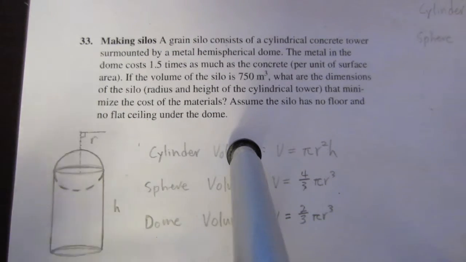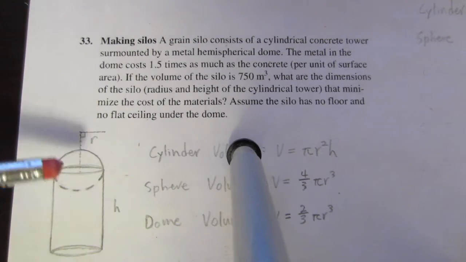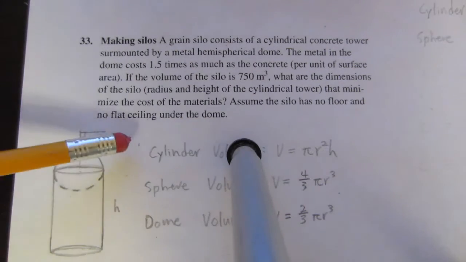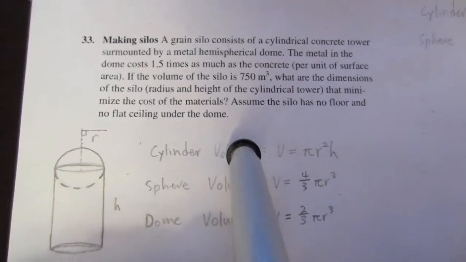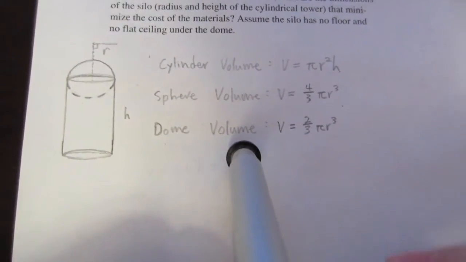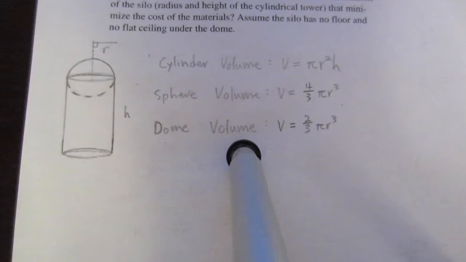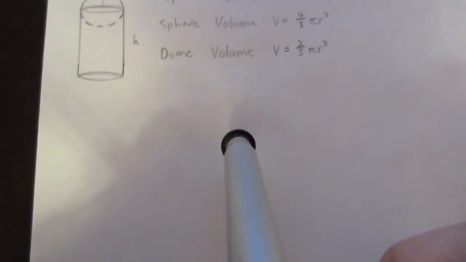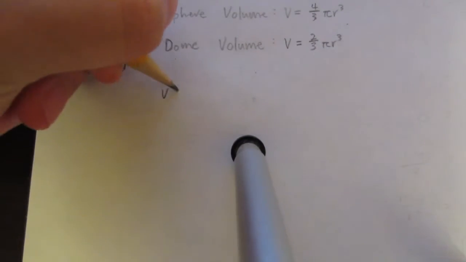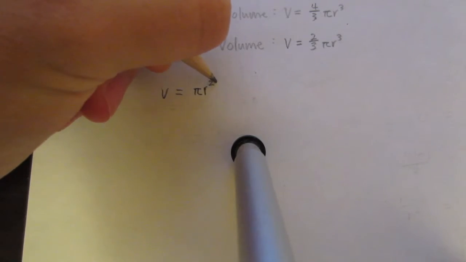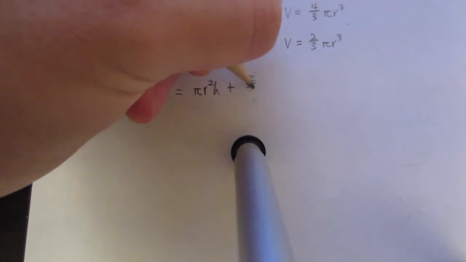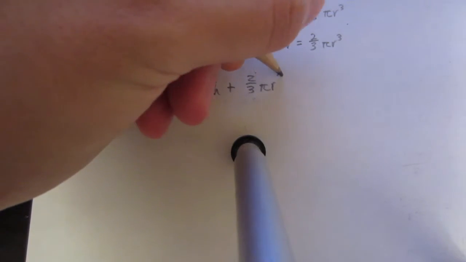So for the sake of time, I drew the diagram for the silo, as well as listed out the volume of the cylinder and the volume of a sphere. Since we can assume that the volume of the dome is half of the sphere, we can divide the equation of the volume of the sphere by 2. And so the total volume is equal to pi r squared times height plus 2 over 3 pi r cubed.